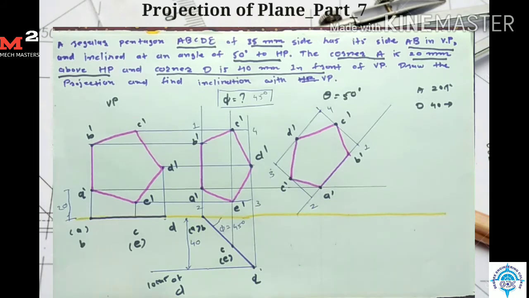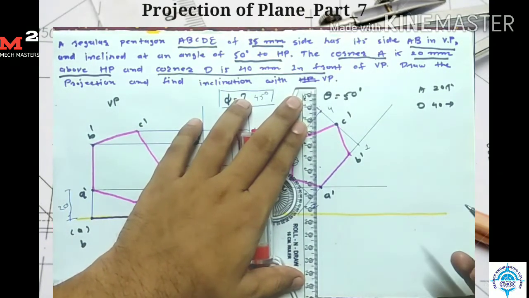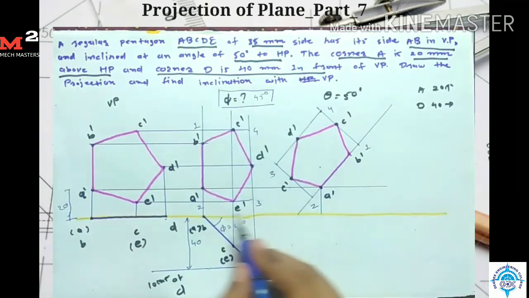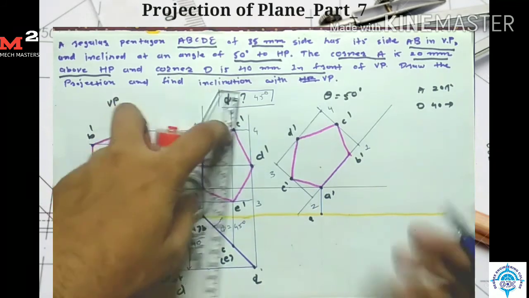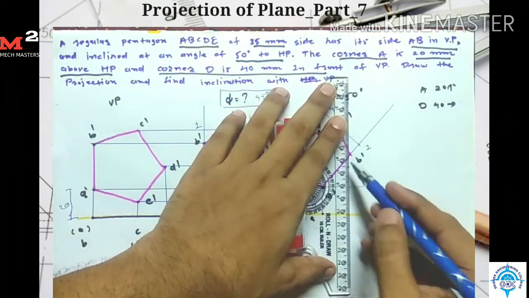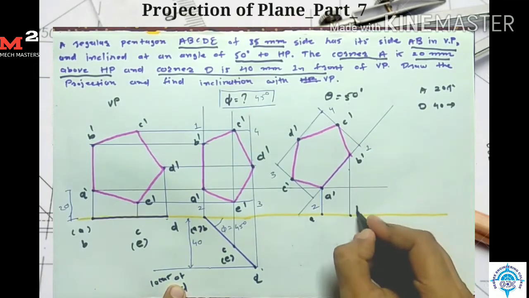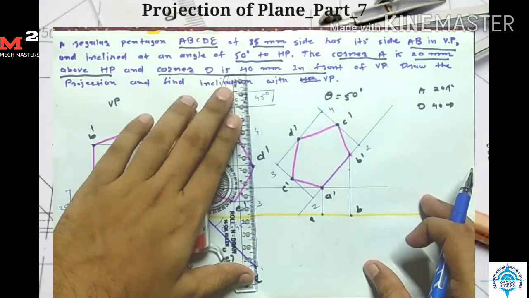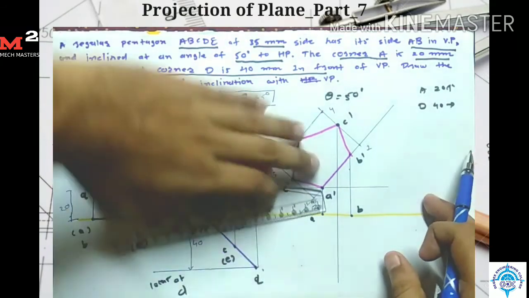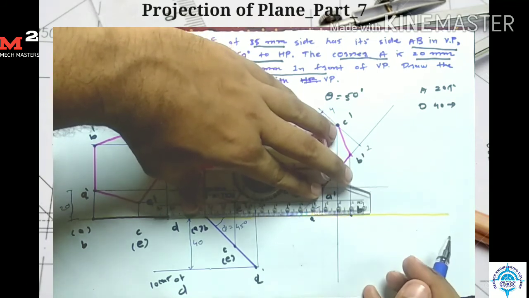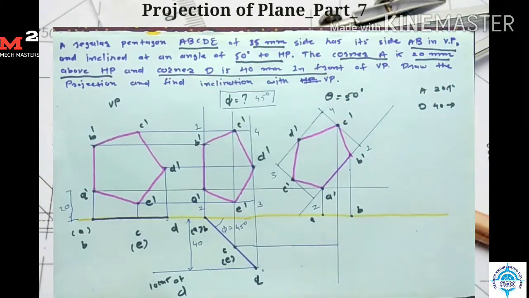Now for the top view, I simply take the projections. I start with point A. For point A, I take the projection from here and from here. So here I get my point A. Now for point B, I take the projection from here and from here. So here I get my point B. Now for point C, I take the projection from here and from here. The intersection of these two lines gives me point C here.